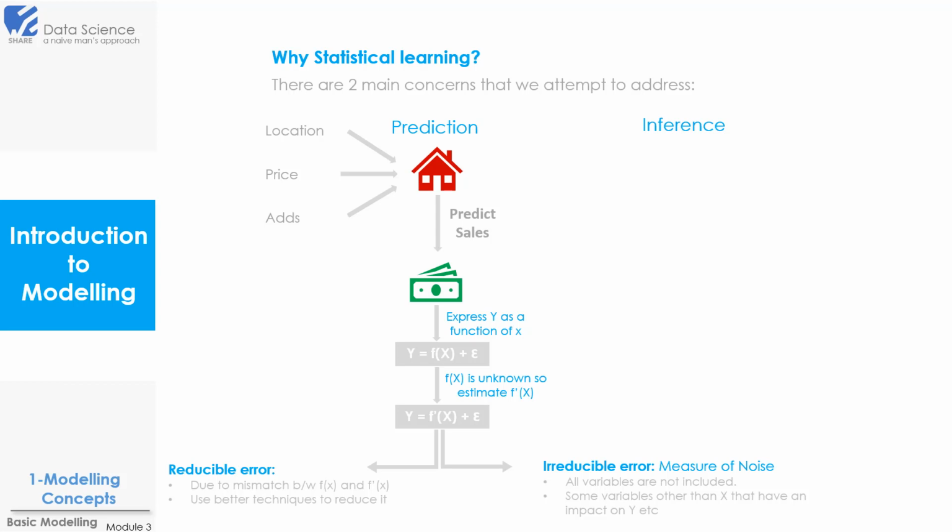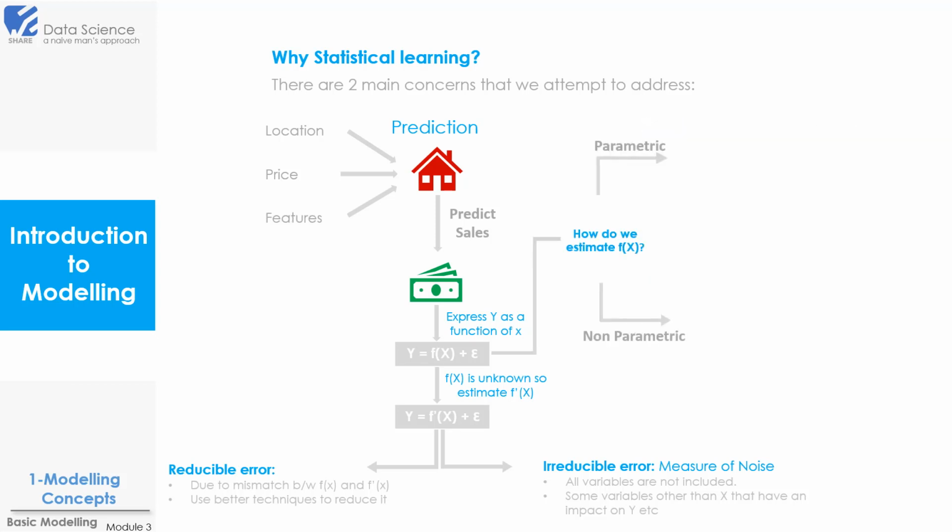Now the second type of problem that we try to address by statistical learning is inference. Sometimes you may not be interested in predicting the sales of a house. Rather you wish to know which of the variables has a greater influence on the sales. So you may like to know if your advertisement strategy is good enough or your prices are driving your sales, etc. Problems of this type are called inference problems, and we can use statistical learning to answer them.